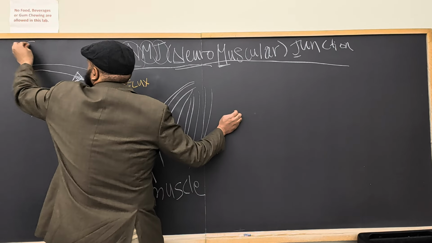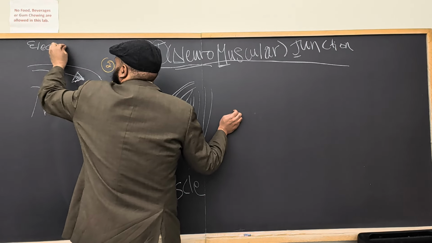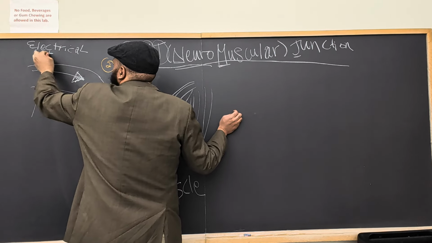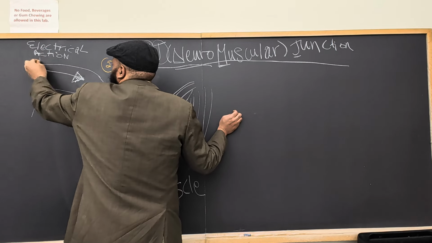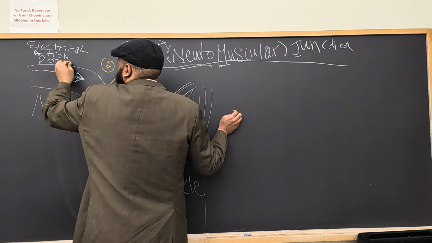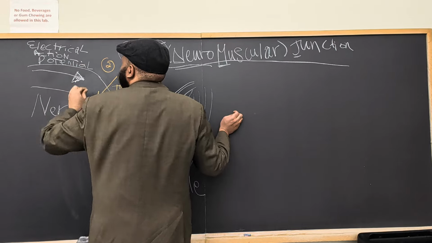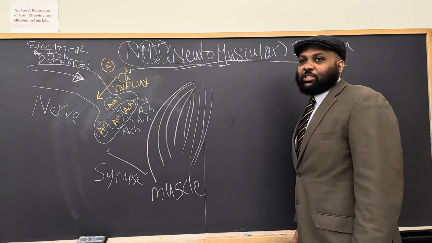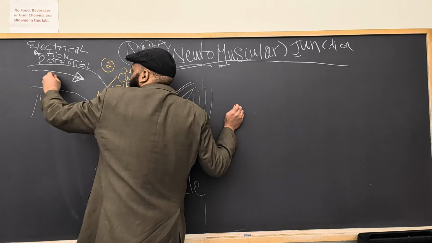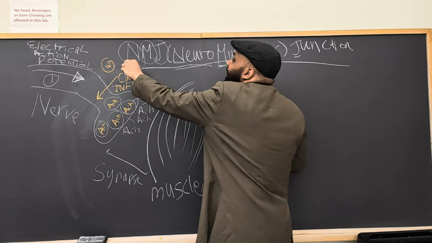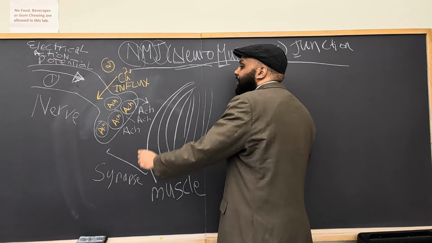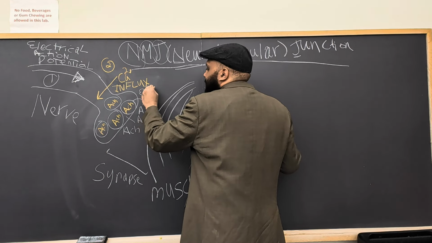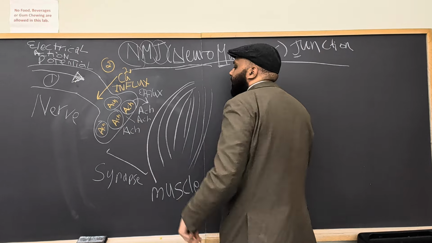An electrical action potential. That's the number one. When the electrical action potential comes here, the sodium influx. When the sodium influx happens, acetylcholine comes out, called efflux. Efflux. Acetylcholine comes out.